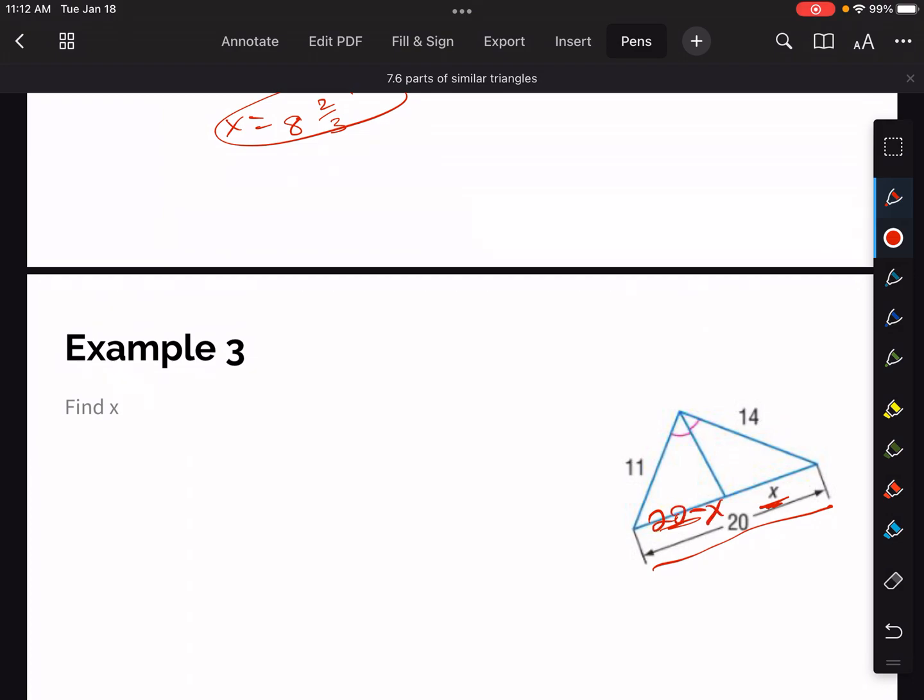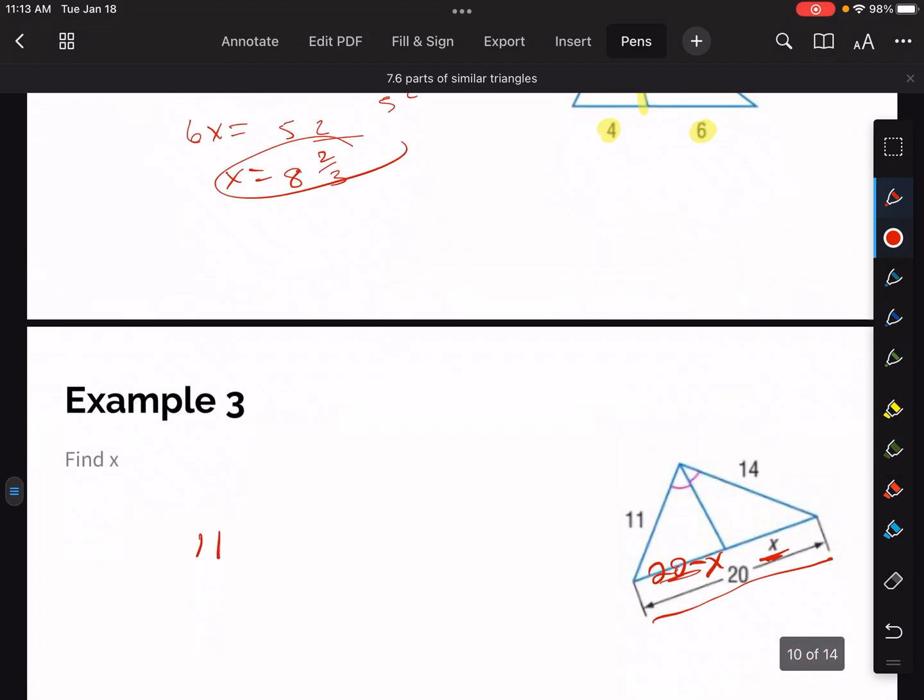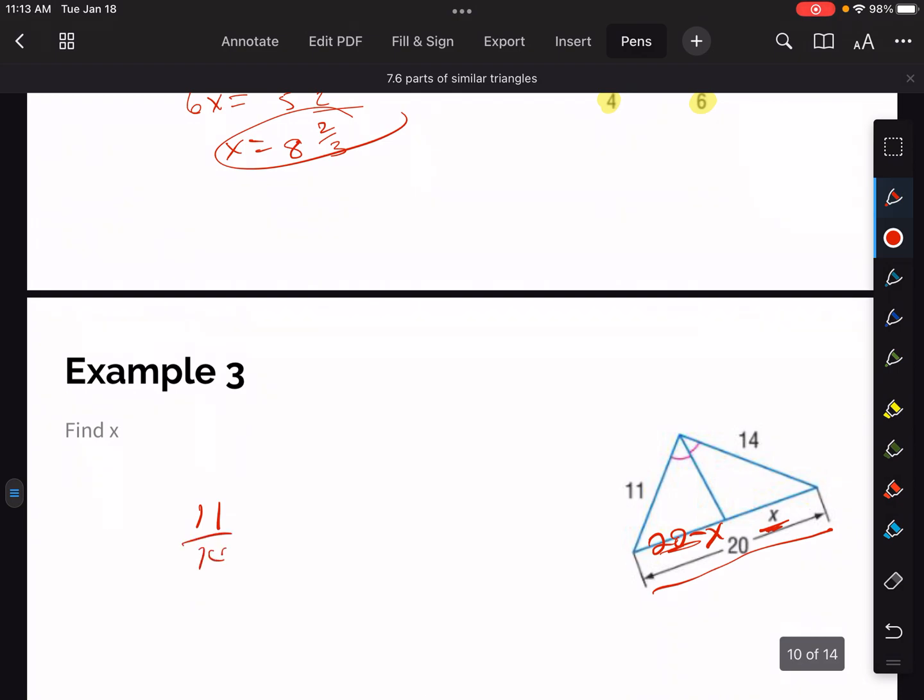Okay, so we can say 11 over 14 is equal to 20 minus x over x. And then we can cross multiply here. When we do that, we get 11x is equal to 280 minus 14x.